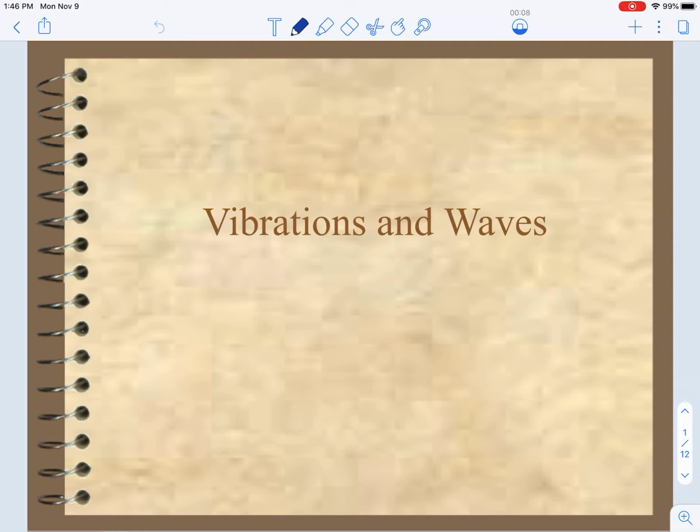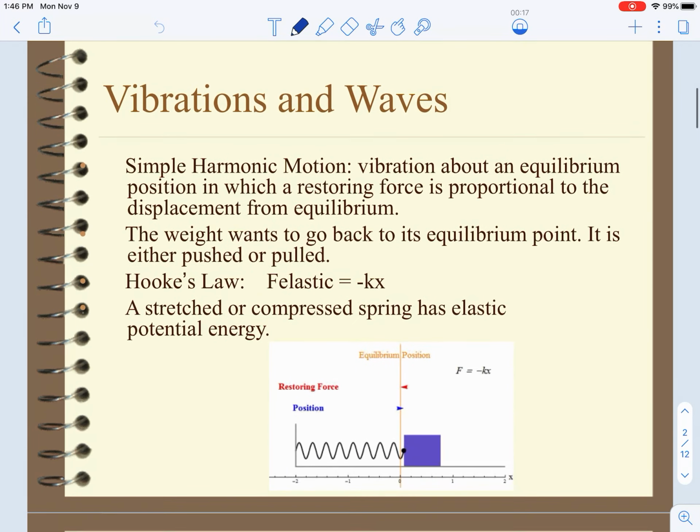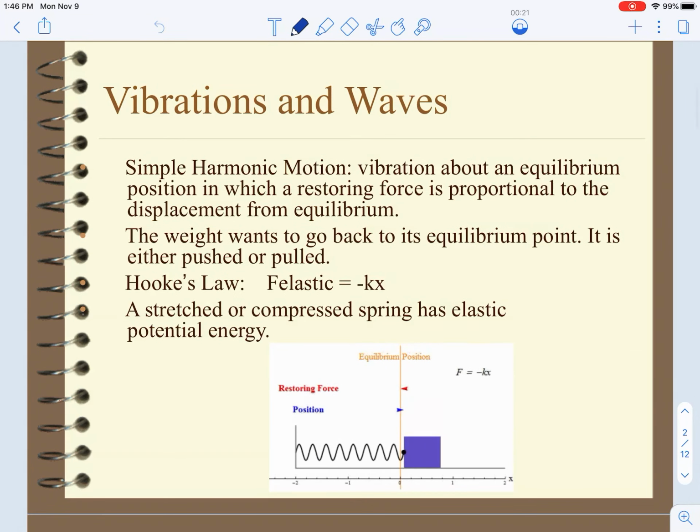All right, so in this chapter, we are going to be talking about waves in general. We are going to focus on sound waves with this chapter, and then we will shift our focus to light in the next chapter. But let's get some general information about waves. So first, we're going to talk about something called simple harmonic motion.